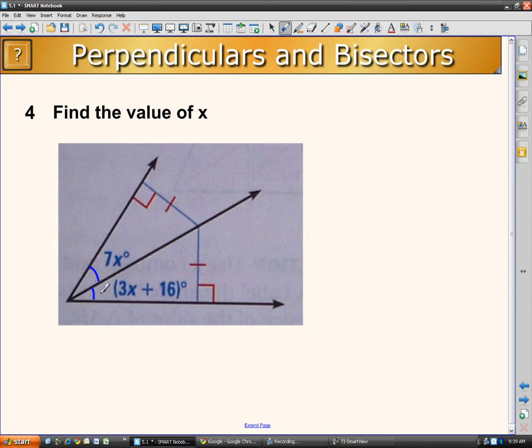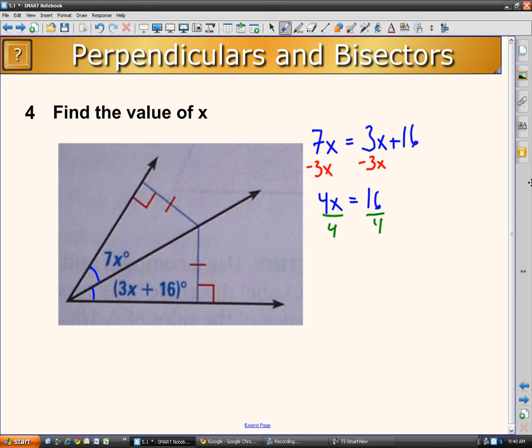So that means that if I need to find x, I'm going to set 7x equal to 3x plus 16. Now solving it algebraically, I move my x's to the same side and end up with 4x equaling 16. If I divide by 4, x comes out to be 4. And that's really all I needed to do.